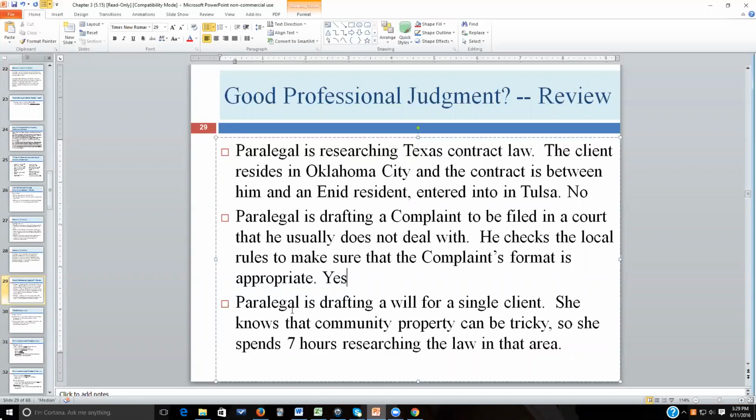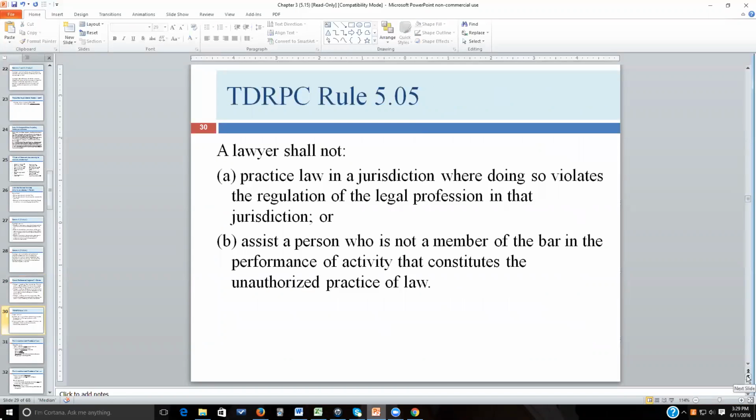A paralegal is drafting a will for a single client. She knows that community property can be tricky, so she spends 7 hours researching the law in this area. Well, of course, community property only applies when a person is married, and we know that this person is single. So no, this paralegal made some foolish decisions. A single client won't be interested in paying for those 7 hours of research. So that was a poor decision on the part of the paralegal.